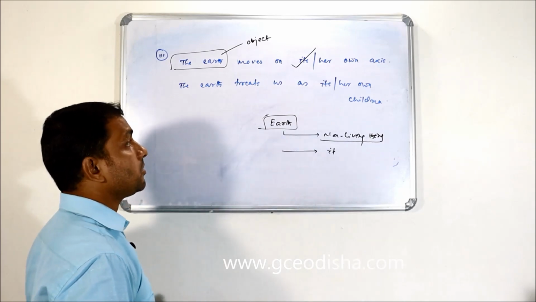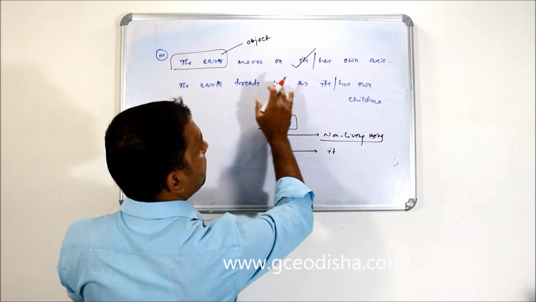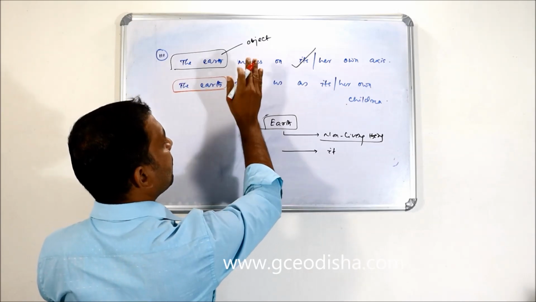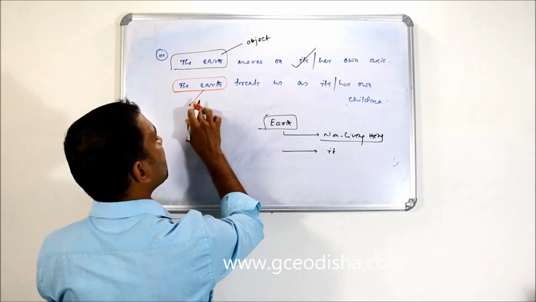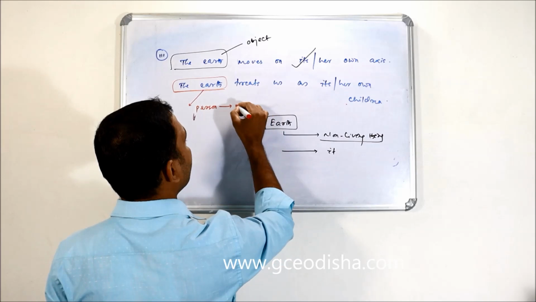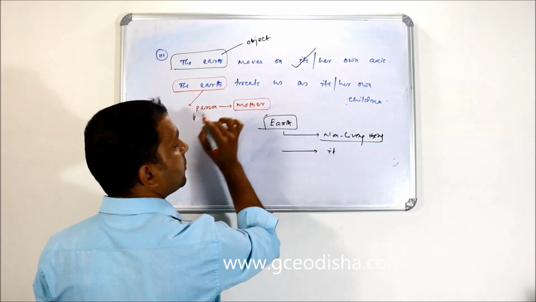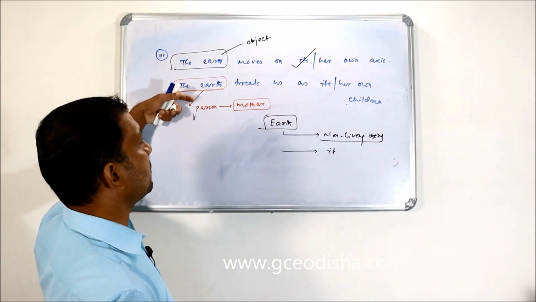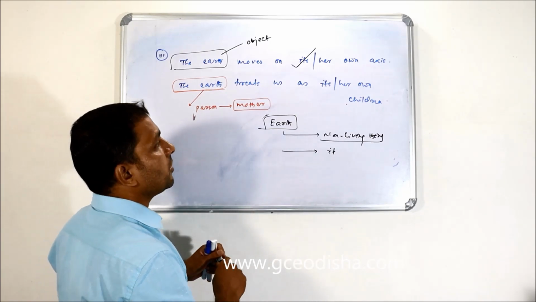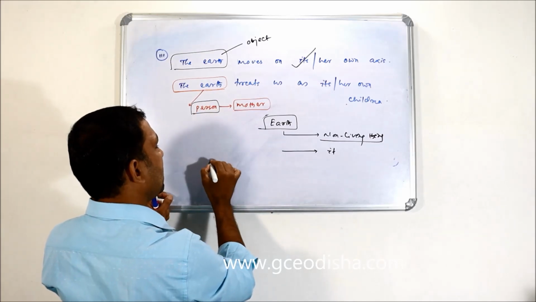Clear? Second sentence, the earth treats us as its or her own children. Now the earth treats us as her children. That means the earth is not used as an object. It is used as a person. As own children means mostly it is treated as our mother. Understood? That means the same earth has been used as our mother. So as it is used as our mother, that means the earth has been treated as a person.